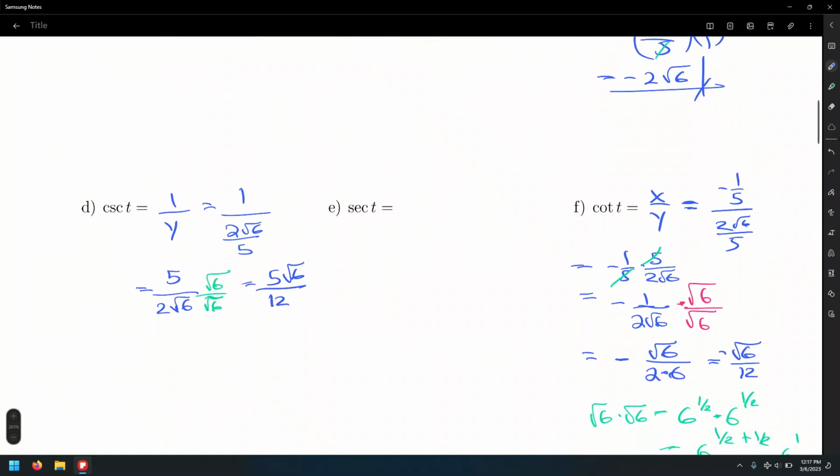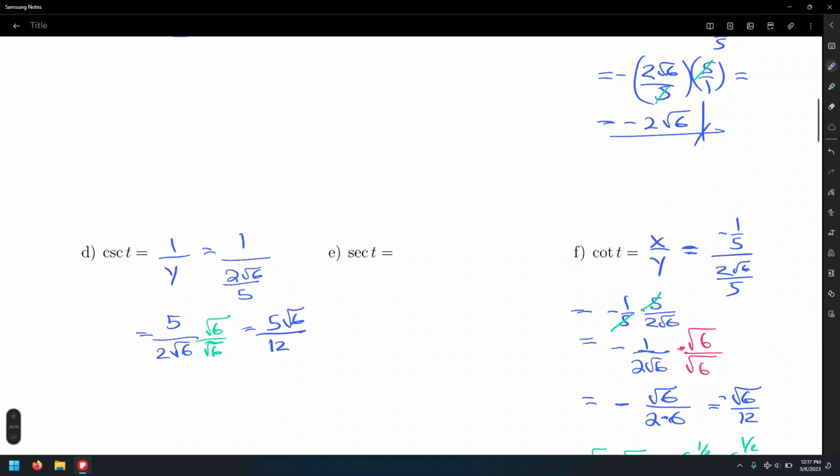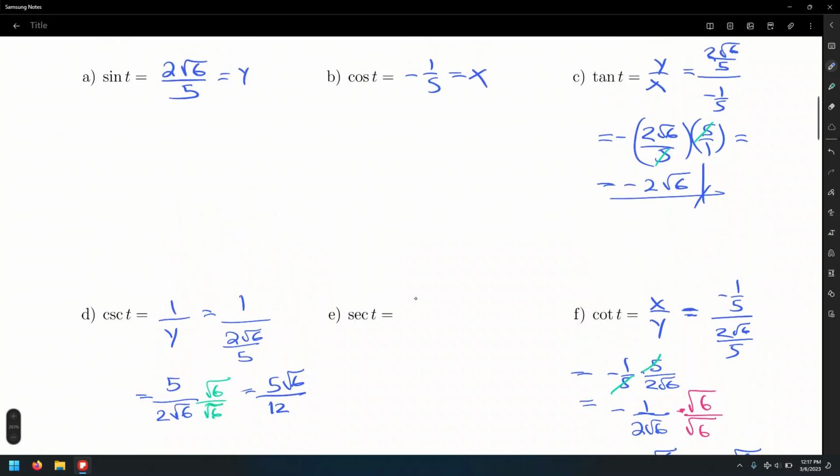And secant, it's nothing other than, what was that for secant? That's 1 over x, the reciprocal of cosine, 1 over negative 1/5. But this one doesn't need any rationalizing. We don't have any radicals at all. Dividing by 1/5 is the same as multiplying by 5. Well, negative, because we have a negative number. And that's how we get the 6 trigonometric functions for a value that's on the unit circle, actually.